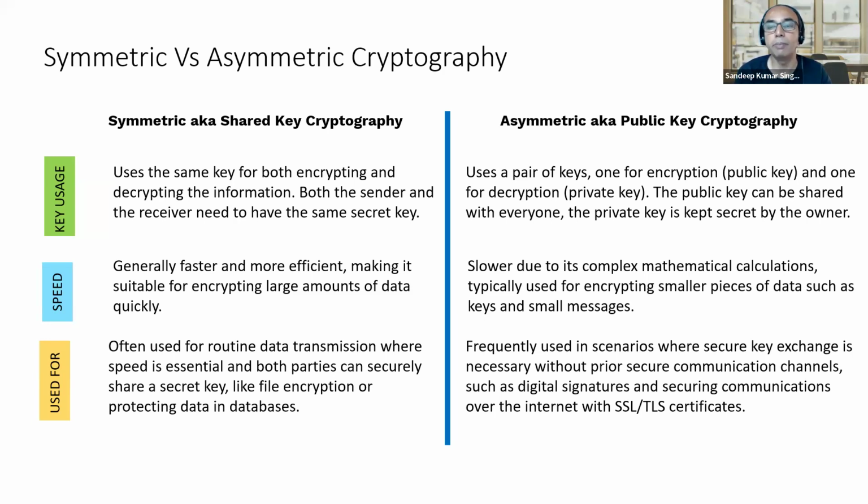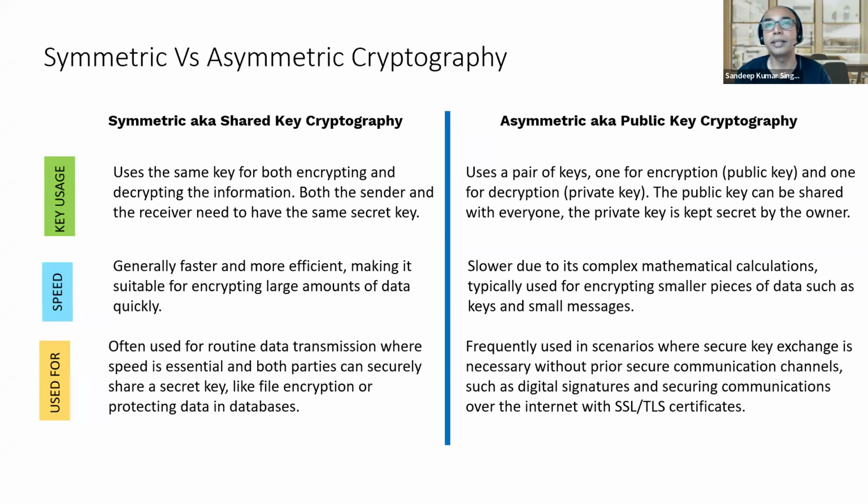Asymmetric key is called public key cryptography because it involves a public and private key, right? It is not called private key, it is just called public key cryptography. And you use a pair of keys, one for encryption, the public key, and one for decryption, the private key. The speed of symmetric key is faster, right? And the usage is routine data transmission where speed is essential. That's where it is used. The key exchange in case of symmetric key is a challenge.